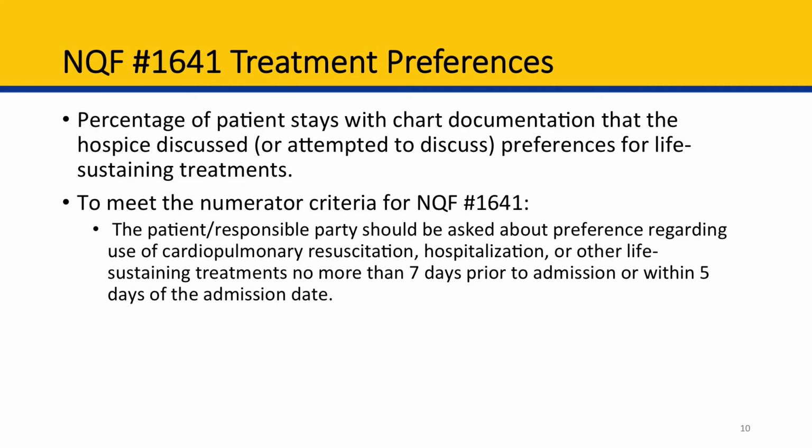Let's review the quality measures associated with HIS data collection for items in Section F. NQF 1641 is the percentage of patient stays with chart documentation that the hospice discussed or attempted to discuss preferences for life-sustaining treatments. To meet the numerator criteria for NQF 1641, the patient or responsible party should be asked about preference regarding use of cardiopulmonary resuscitation, hospitalization, or other life-sustaining treatments no more than 7 days prior to admission or within 5 days of the admission date.